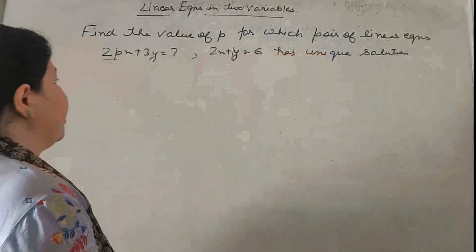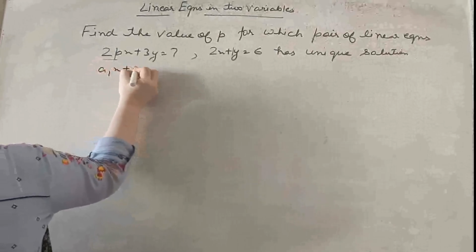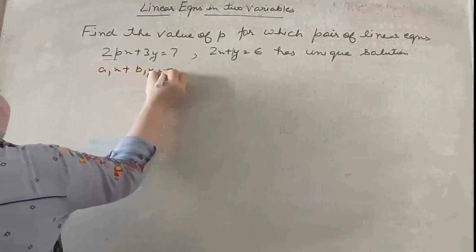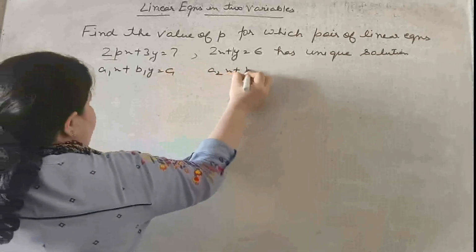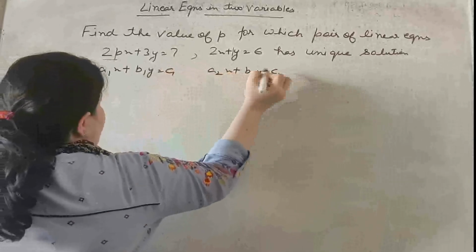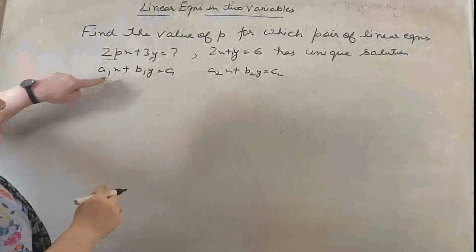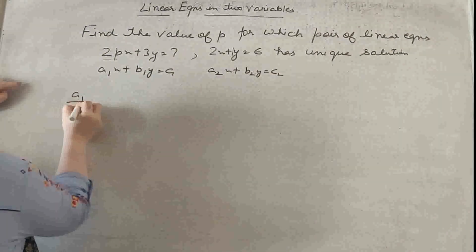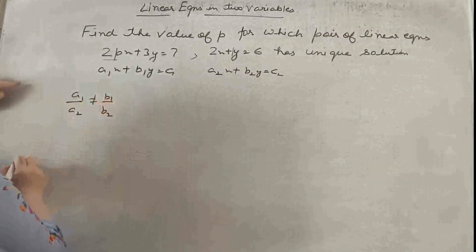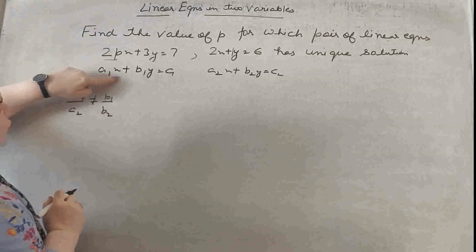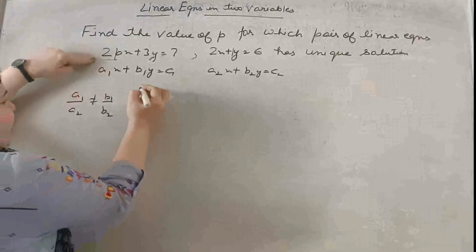Now a1, अगर मैं इस first equation को compare करूंगी, a1x plus b1y is equal to c1, and second equation को मैं compare कर लेती हूँ, a2x plus b2y is equal to c2. Now see here, a1 is the coefficient of x. Condition क्या है मेरे पास? a1 over a2 is not equal to b1 over b2. a1 क्या है मेरे पास? Coefficient of x in the first equation.